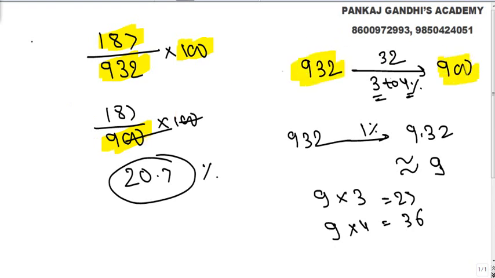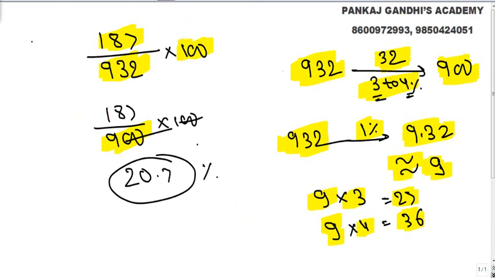Denominator from 932 we have made 900. We have reduced by 32. Now what is 1% of 932? It is 9.32. That is nearly... 9 3s are 27. So if reduced by 27, it's nearly 3%. 9 4s are 36. So if I reduce by 32, it's in between 3 to 4%.